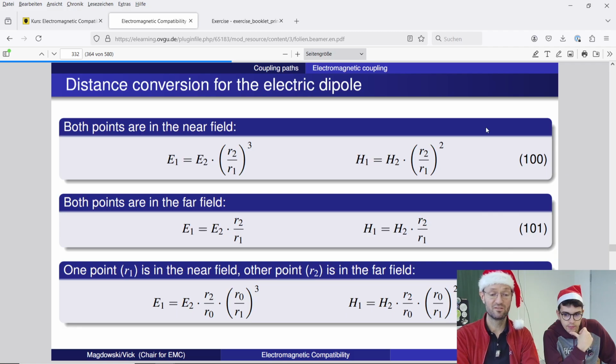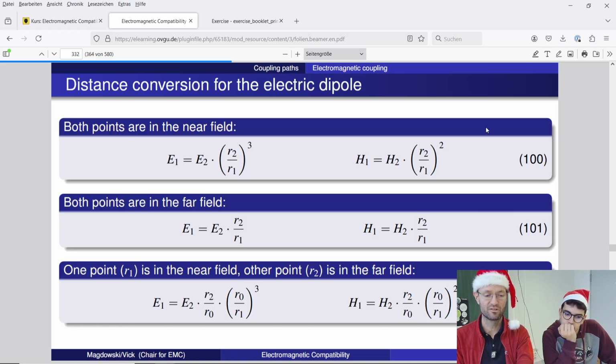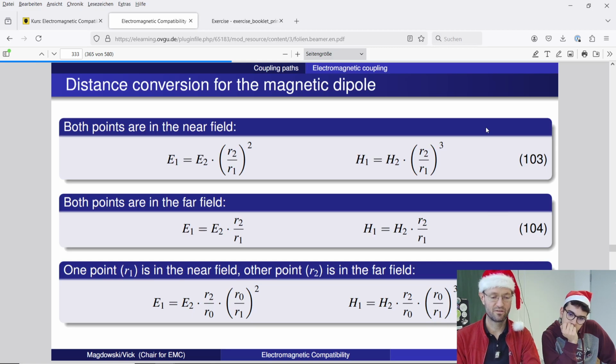And so now if we switch to the slide with the magnetic dipole, I think there is one version of the slides where I've marked this in red, because as you can see, almost nothing changes, just the words electric and magnetic, and the exponents change position. 2 changes into 3 and vice versa. Yeah, and that's the thing.